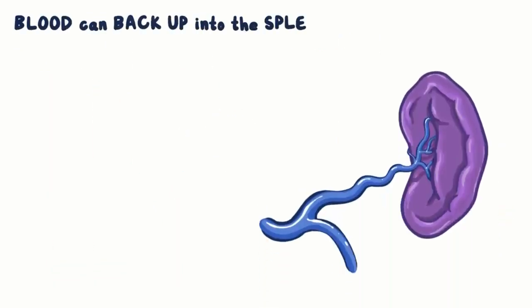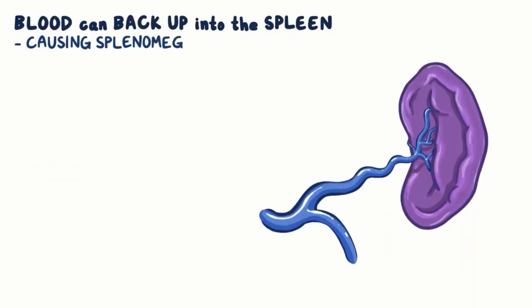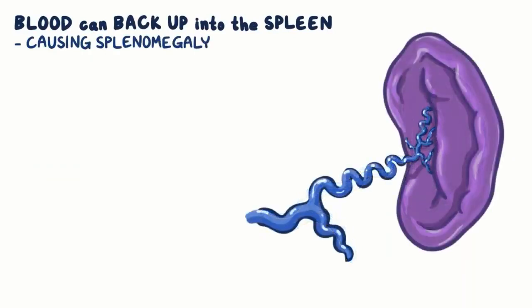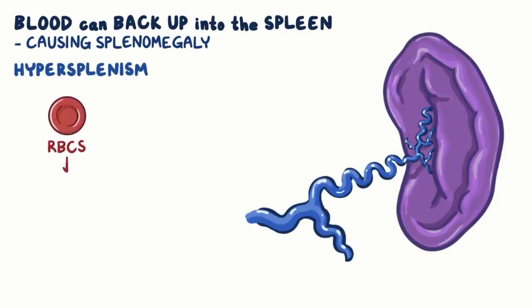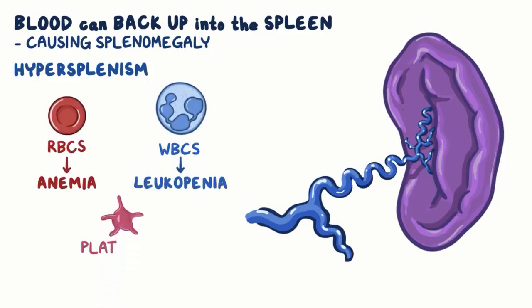Portal hypertension can also cause blood to back up into the spleen, causing congestive splenomegaly, meaning the enlarged spleen. This causes hypersplenism, meaning the spleen traps blood elements like red blood cells, which cause anemia, and white blood cells, which can cause leukopenia, or platelets, causing thrombocytopenia.